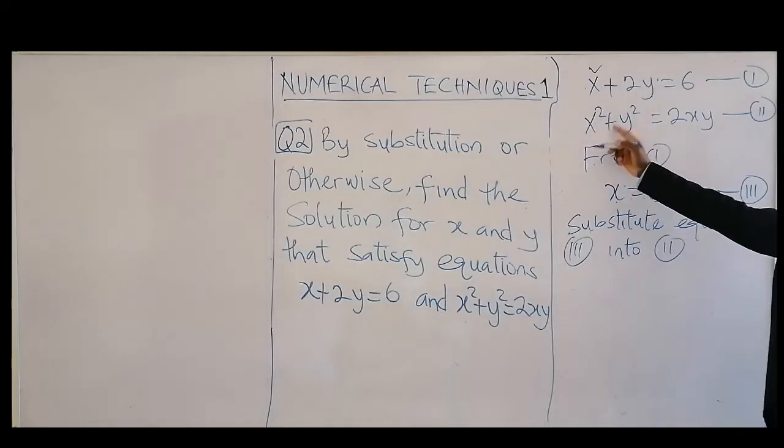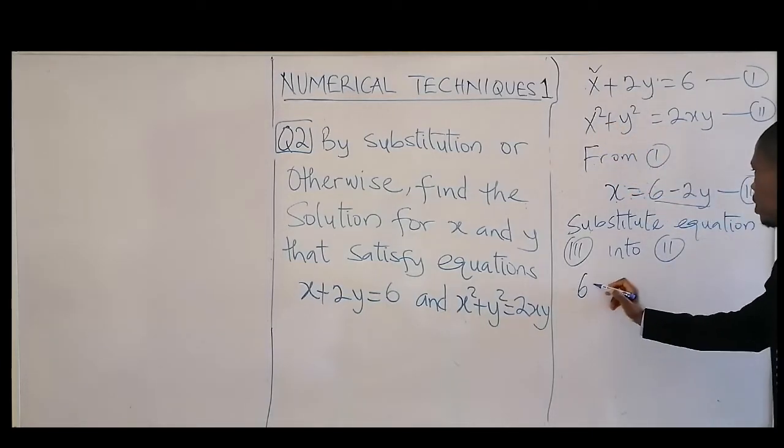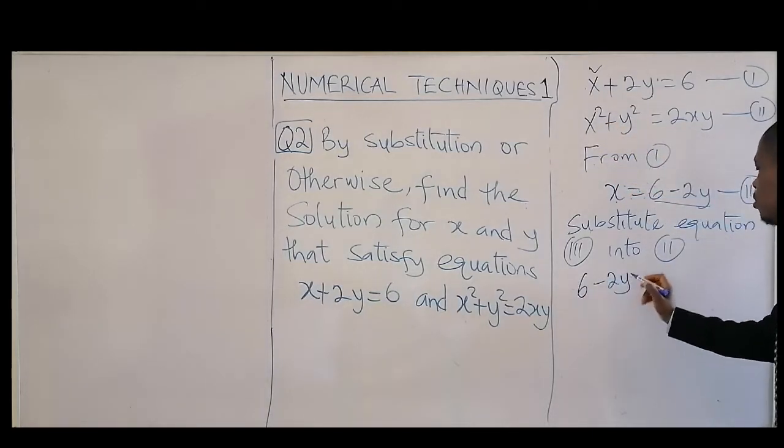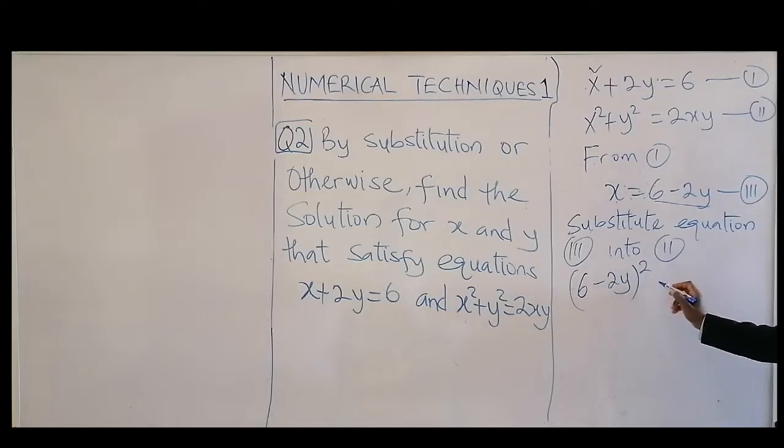And that will be equal to what? Equation 2 is this. That will be (6 minus 2y) all squared plus y squared equals 2 times (6 minus 2y), times y. Okay, let's expand this one.